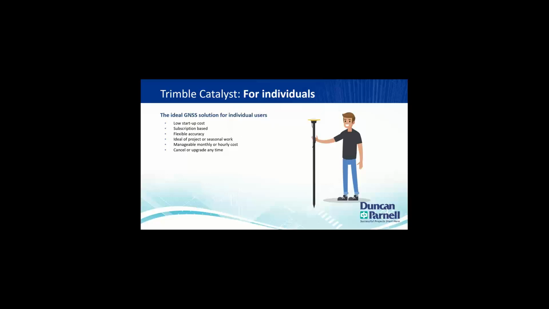Again, just a comment about what Catalyst is used for. It's for the user who needs GNSS incidentally. Not every day, not for 8 hours every day. If you need it for 2 hours, 3 days a week, it could be a great solution. You need it for 5 hours, twice a month, probably a great solution. You need it for 6 hours every 6 months, also probably a great solution.